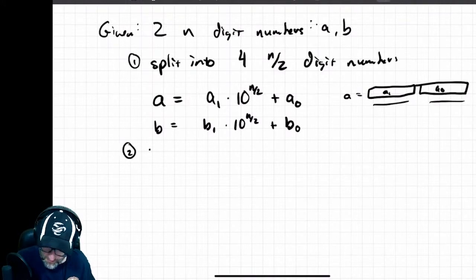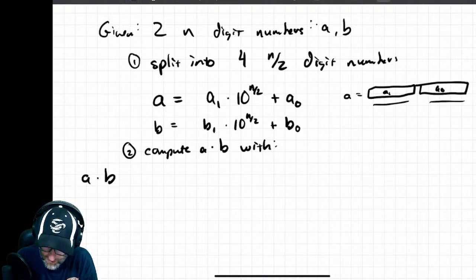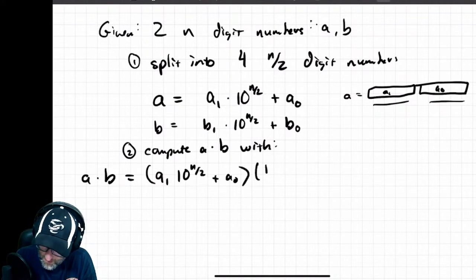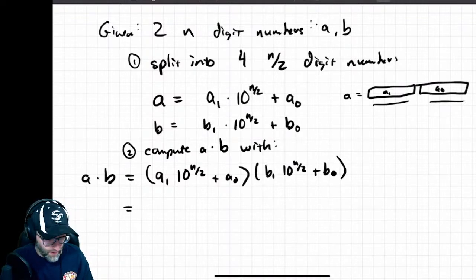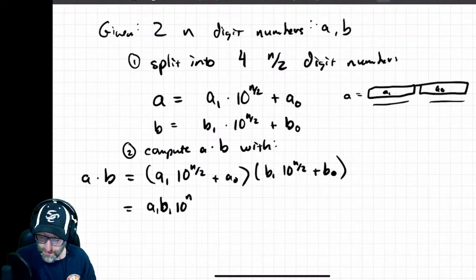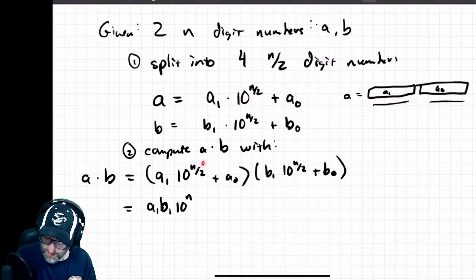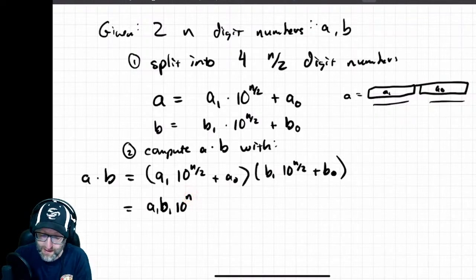What we're going to do is compute A times B with the following. A times B, I'm going to do the same split that I did before: A1 times 10 to the n divided by 2 plus A naught, times B1 times 10 to the n divided by 2 plus B naught. I'm going to use the FOIL rules because I've broken it up here. And I get A1 B1 10 to the n. Remember that I'm taking 10 to the n divided by 2 times 10 to the n divided by 2. That gives me 10 to the n.